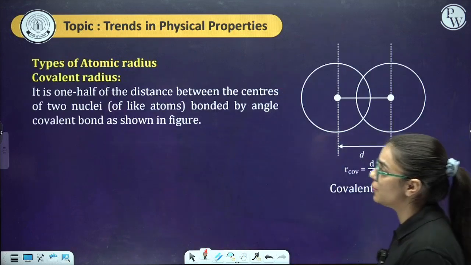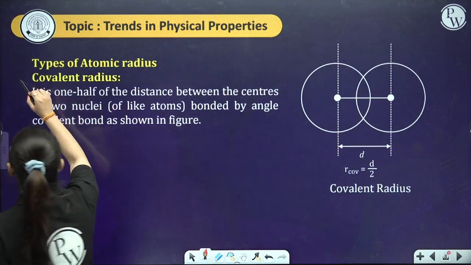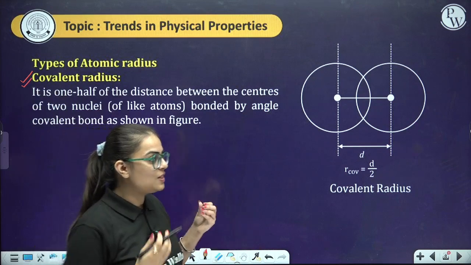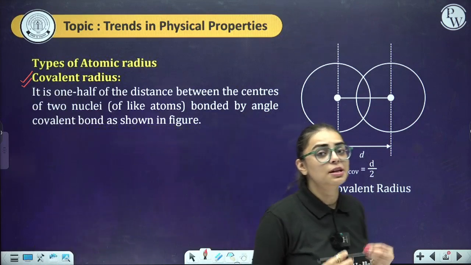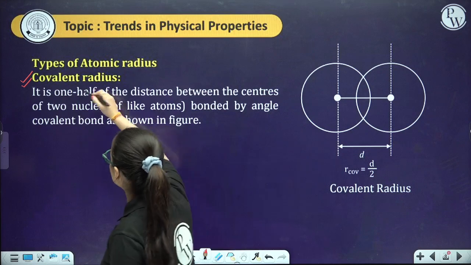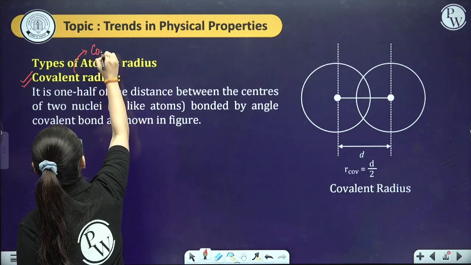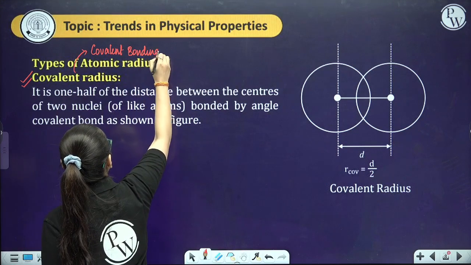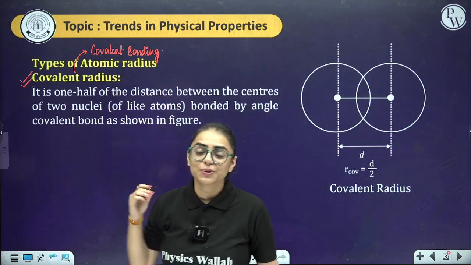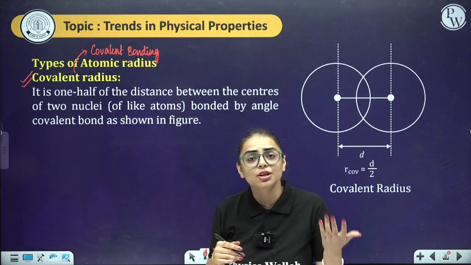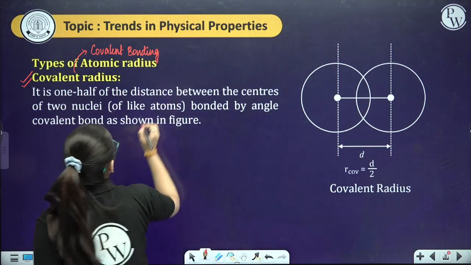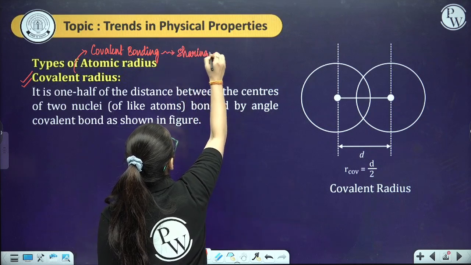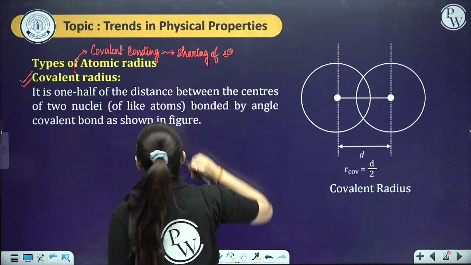The very first type is covalent radius. Anybody, do you know what a covalent radius is? The word itself says that there is covalent bonding in them. That means in covalent radius, we shall be observing covalent bonding. Do you have any idea what covalent bonding is? Covalent bonding, in other terms, is the sharing of electrons. Now, how is it going to take place?